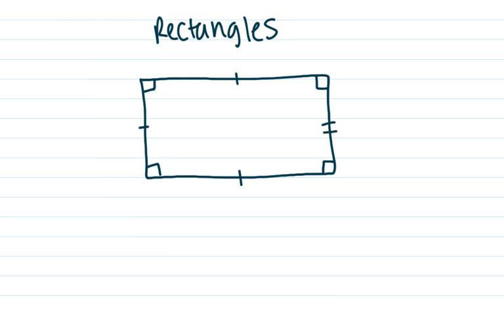So again, you have congruent bases here. This is called the base. This is called the height. And they are going to be the same. So it's a four-sided figure that has right angles, and it has two pairs of congruent sides.